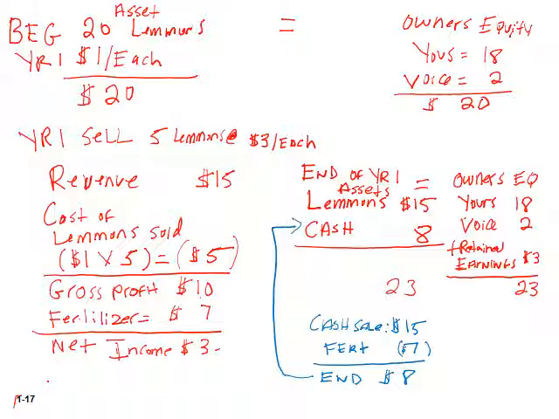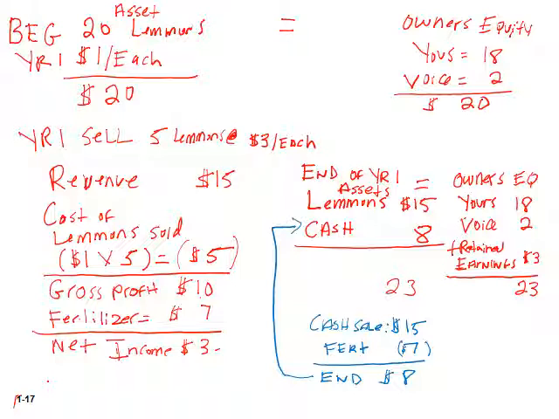In year two, I sell 6 lemons, and I sell them at $3 each. So if I have 6 lemons, and I sell them at $3 each, not a trick question, what's my revenue? Revenue is going to be $18 for year 2, isn't it? I'm in year 2 now, year 2 revenue?